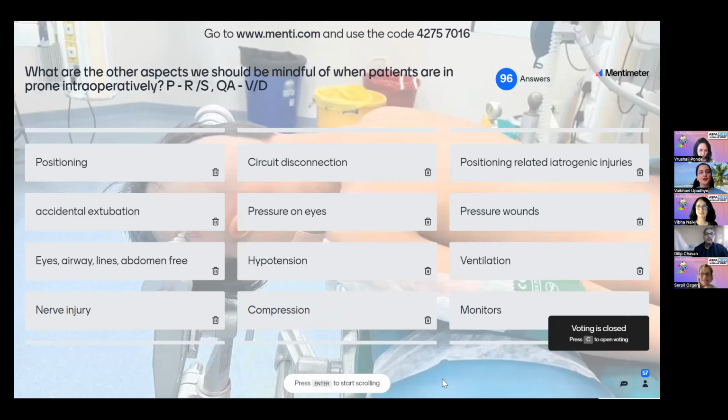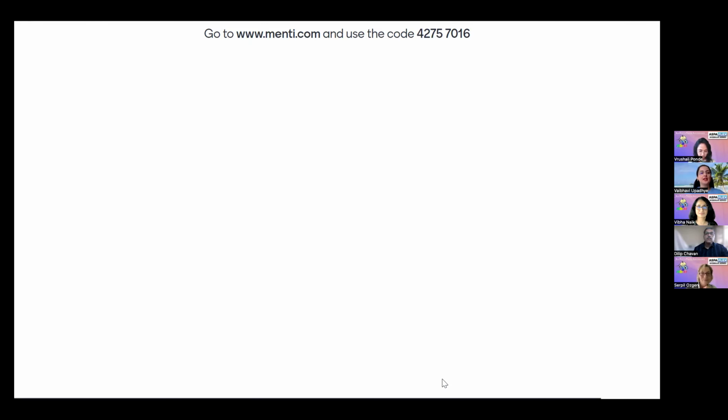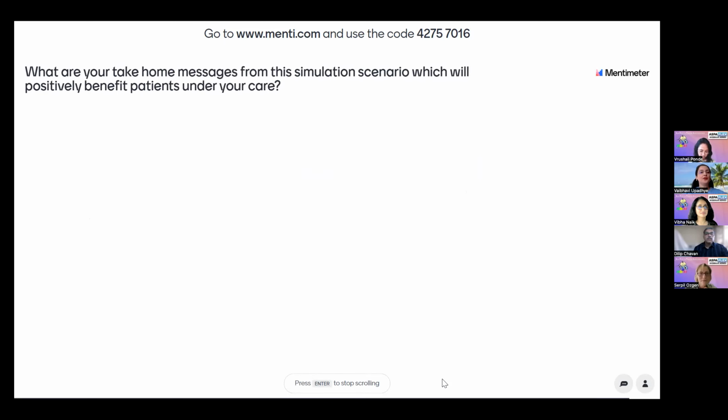Thank you, Dr. Ravina and Dr. Serpil. So my last question to all of you before we end the case: what are your take-home messages from this simulation scenario which will positively benefit patients under your care in the future? So what is it that you take home today from this scenario? And the time is 30 seconds.